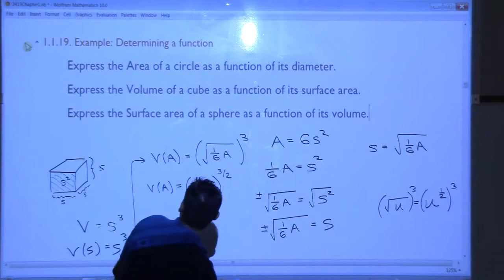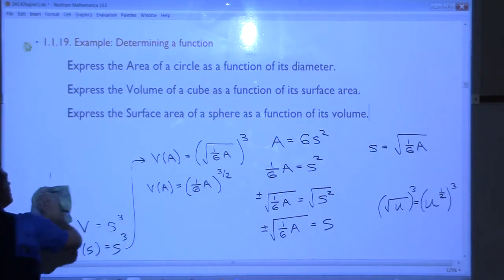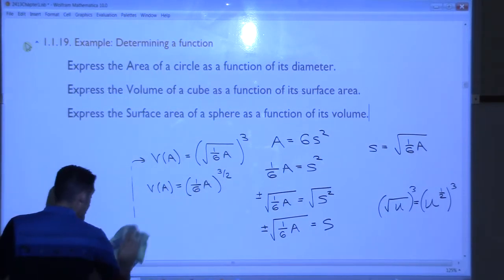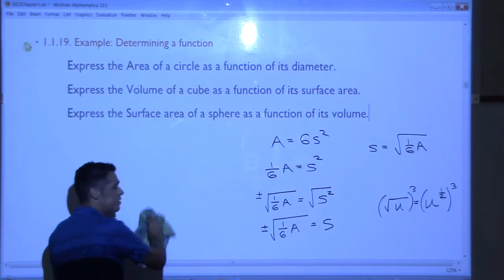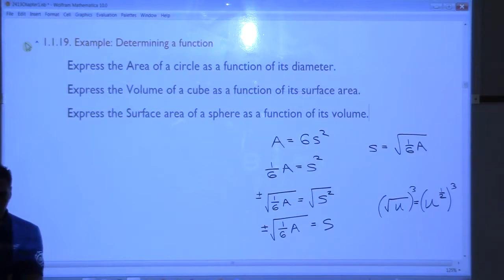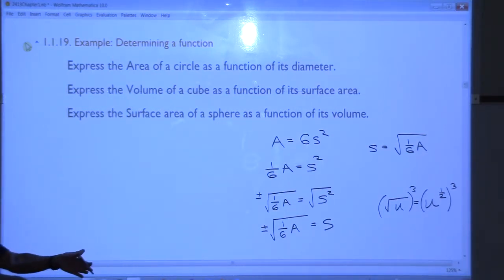Okay, last one. Express the surface area of a sphere as a function of its volume. So that means if somebody told you the volume of a sphere, you're supposed to have a formula that would spit out its surface area. That make sense?